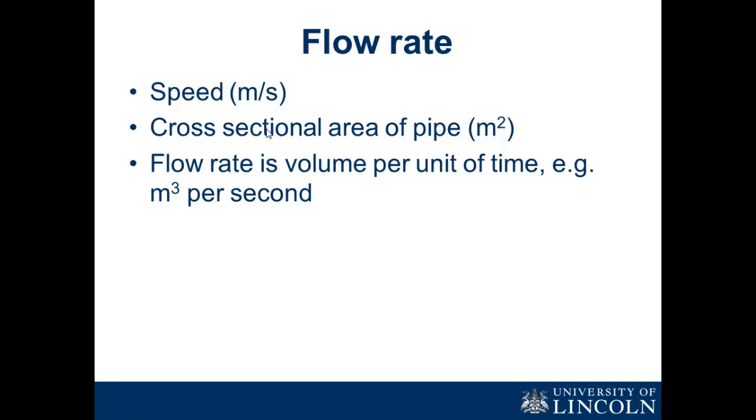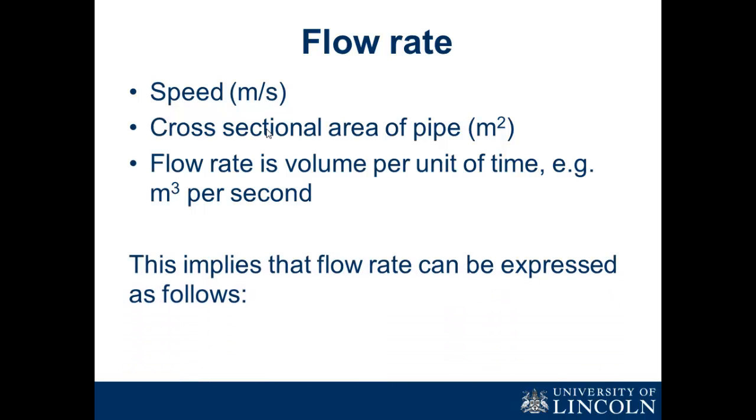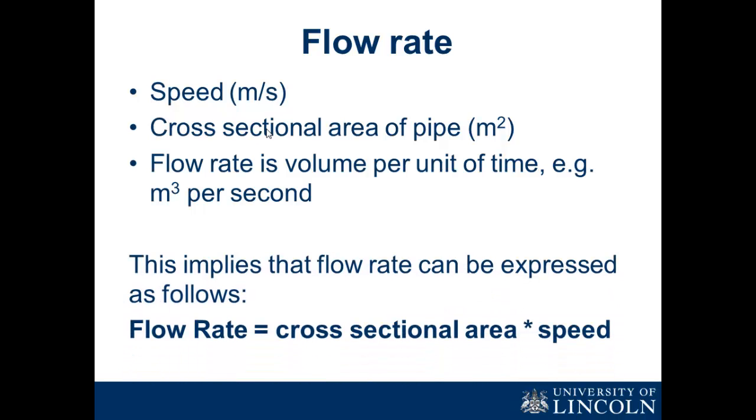Area. When you have the distance, the length of the pipe, to bring in the area, we need to multiply the cross-sectional area of the pipe with the speed. So in essence, your flow rate is defined by cross-sectional area multiplied by speed. Once you remember this, you are fine.